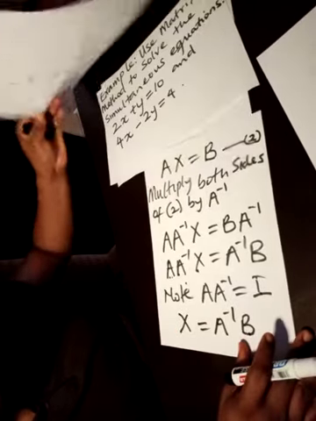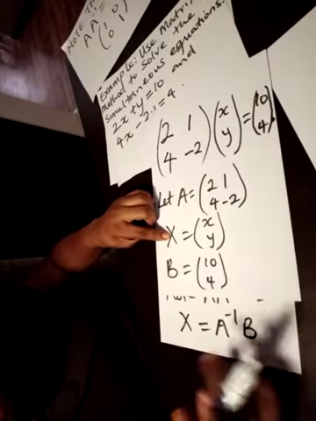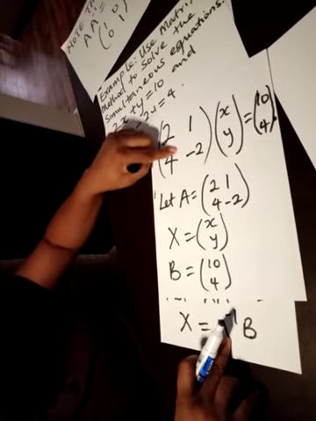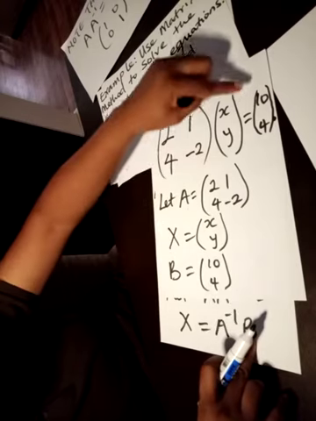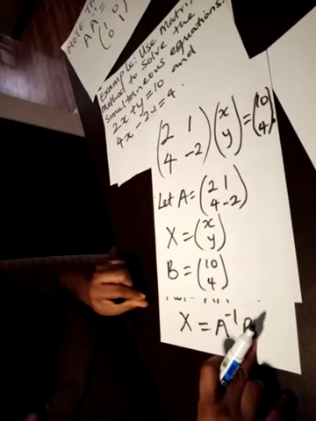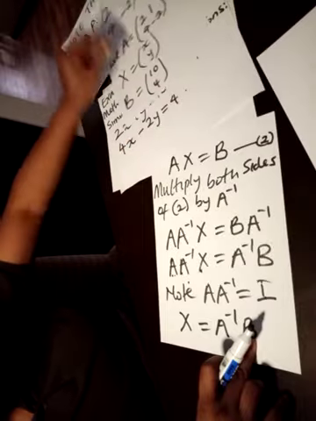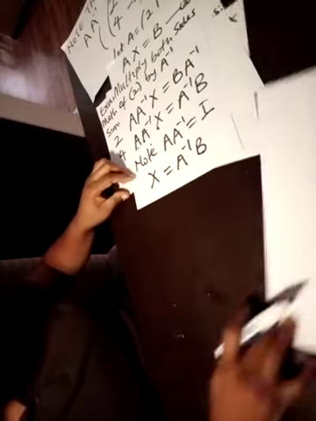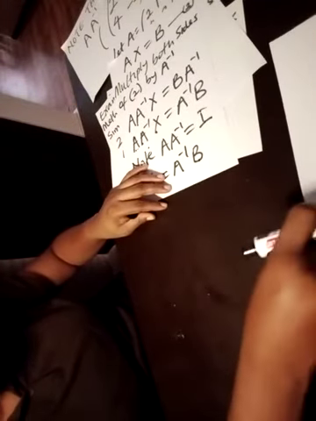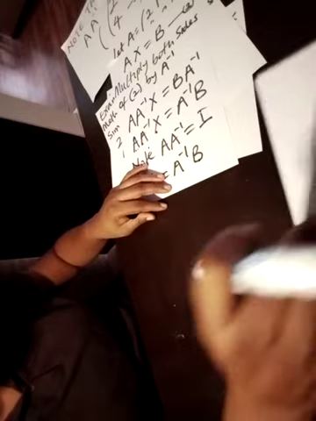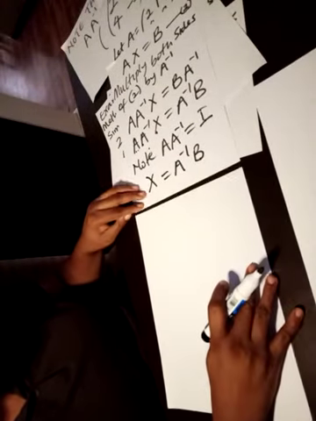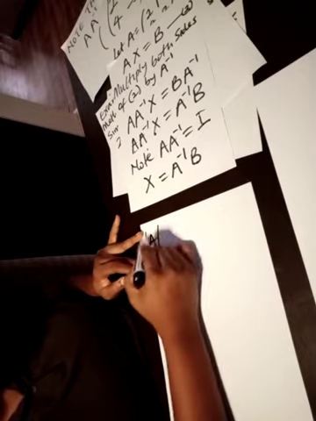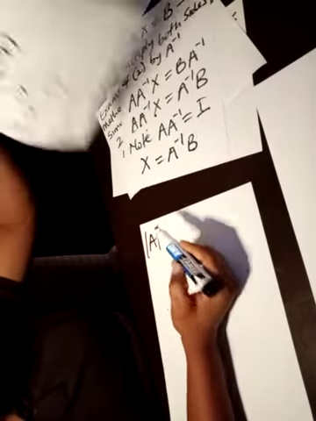Don't forget, what is our notation? X is the x and y that I'm looking for. And A inverse, I'll find the inverse of A. Then I'll multiply it with B. My B is 10 and 4. Before we can find the inverse, we did inverse yesterday, we need to take the determinant. Take the determinant to find the inverse. So let's find the inverse of A. The first thing we need is the determinant of A. How do we get the determinant of A? You know, this is A.